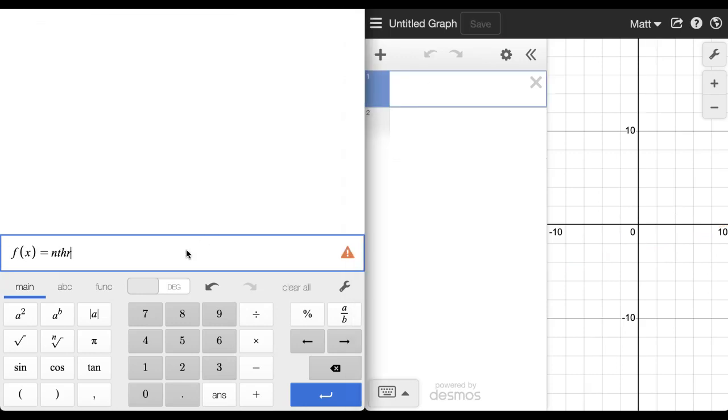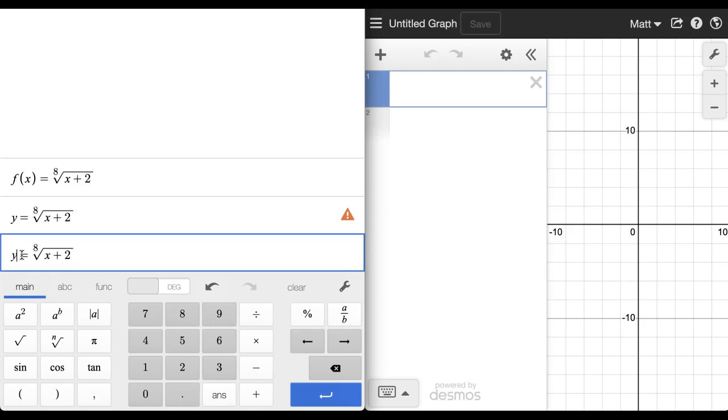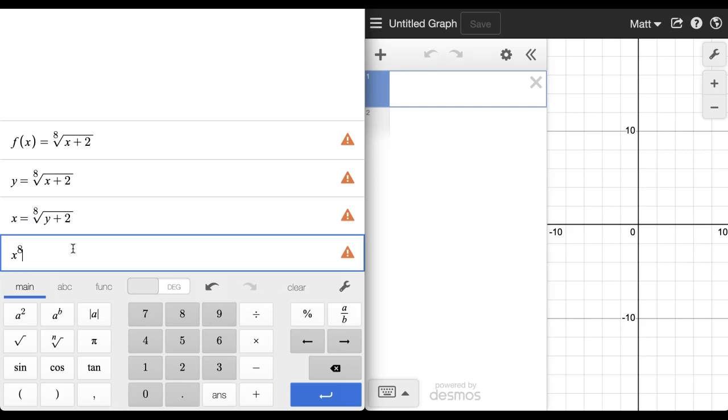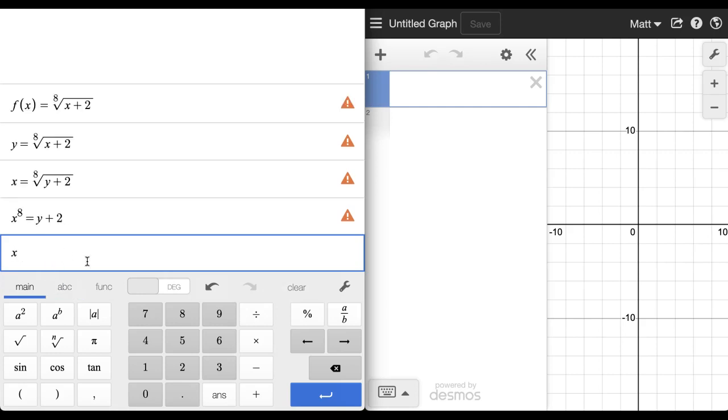Number 20 is the 8th root of x plus 2. Again, same thing as y equals. F of x is interchangeable with y. Let's now swap your x and y positions and then solve for y. To undo an 8th root, you just raise everything to the power of 8. That'll undo the 8th root. So you have y plus 2 now on the right side. And then we're just going to subtract 2 on both sides to get y by itself.